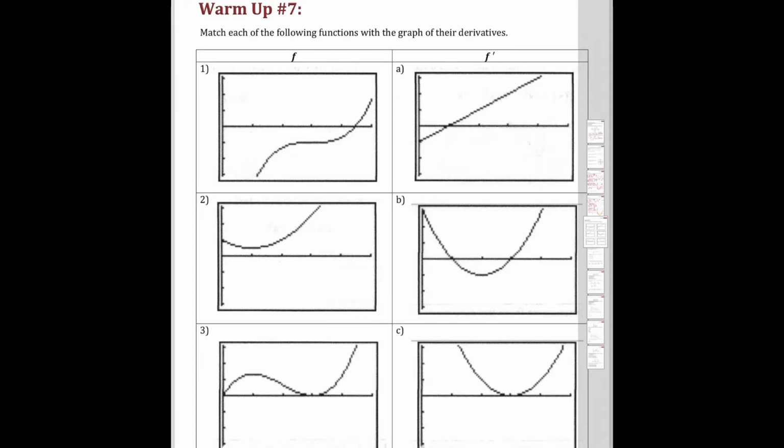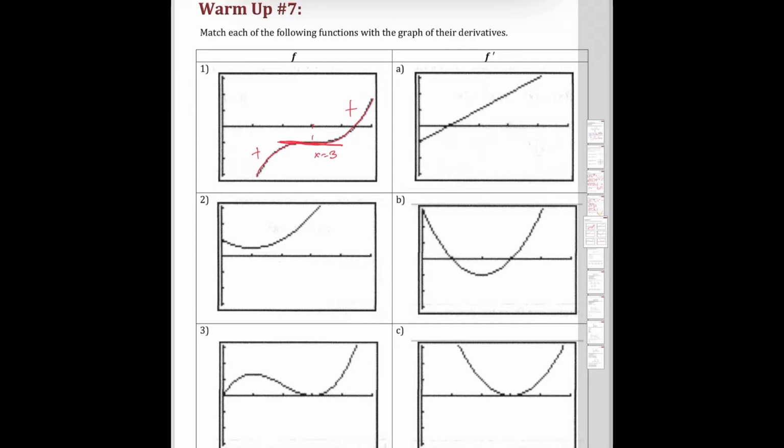So it says match each of the following functions with the graph of the derivative. On the left, you're given the original, and on the right, you're given the first derivative. Again, the synonym for derivative is slope, so you're basically going to be looking out for the slope. If I look at the first one, the slope is always positive, but I do have a horizontal tangent line at it looks like x equals 3, right?